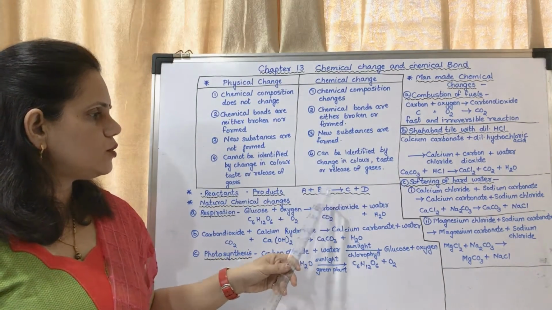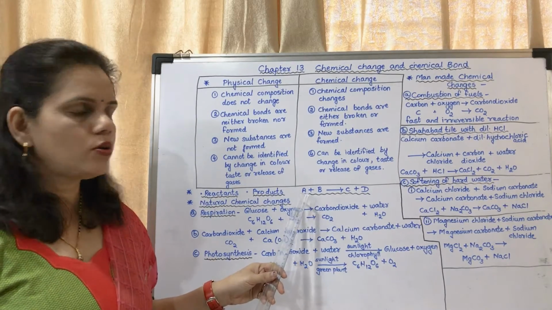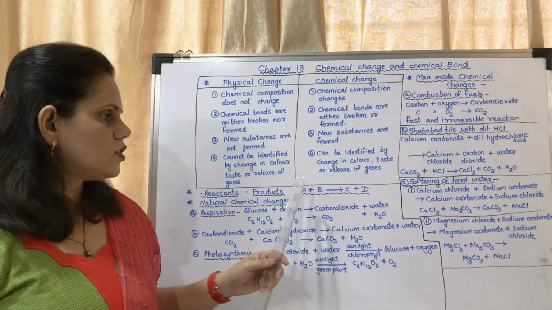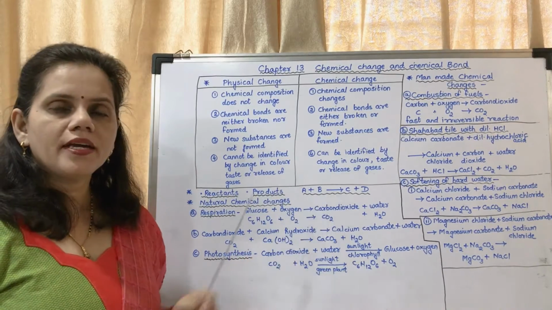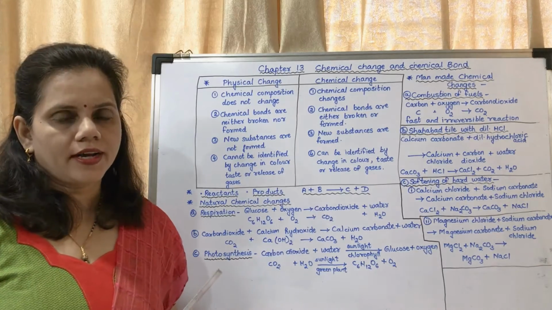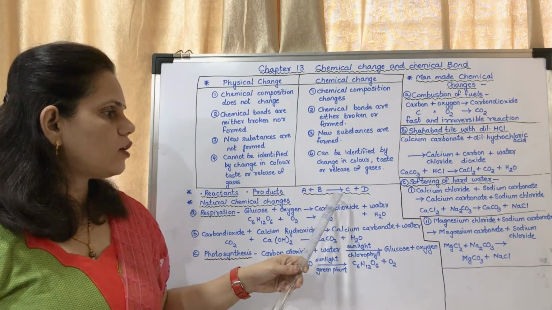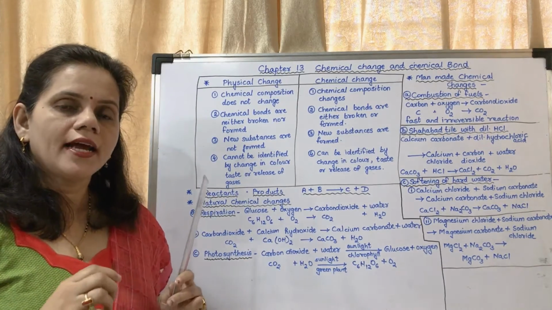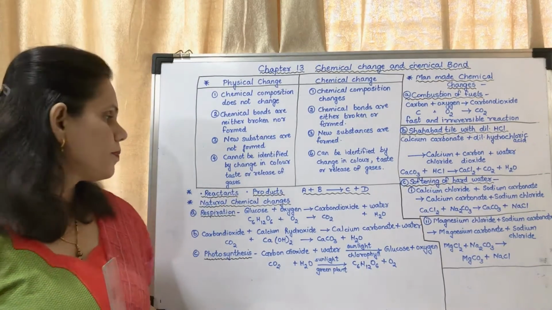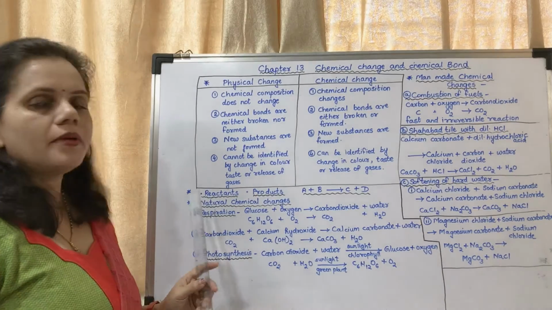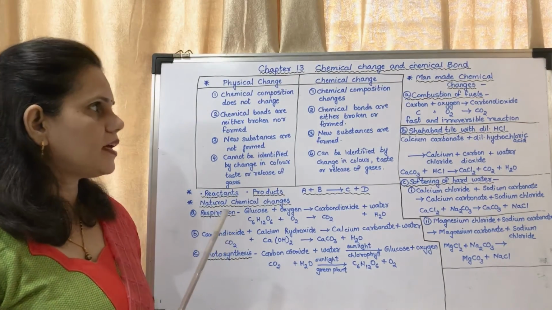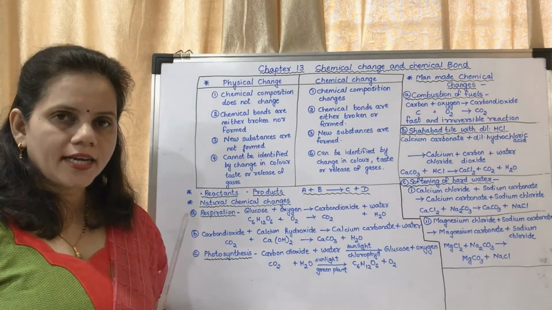Reactants are written towards the left hand side of the arrow, and the products are written to the right hand side of the arrow. So in this case, A and B are reactants and C and D are products. Okay, so there is an arrow which is always heading from reactants towards the products. Now there are some examples of natural chemical changes and man-made chemical changes in our textbook.